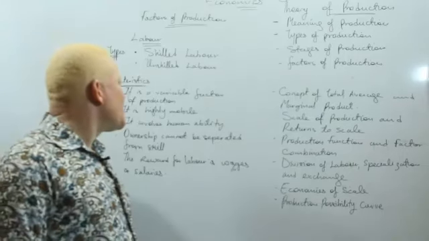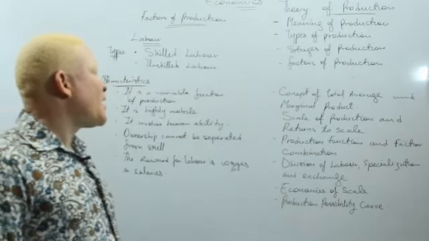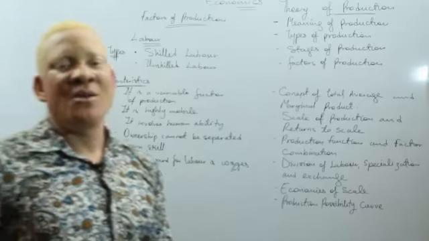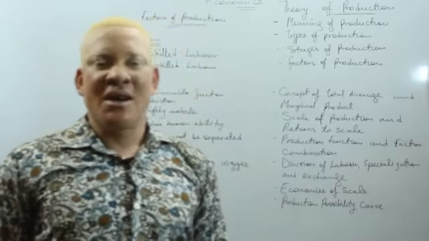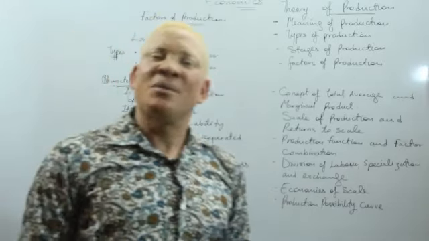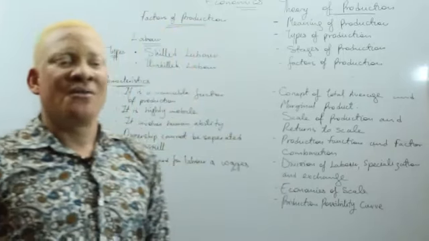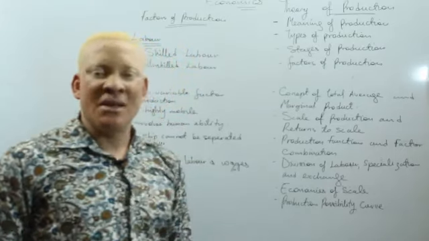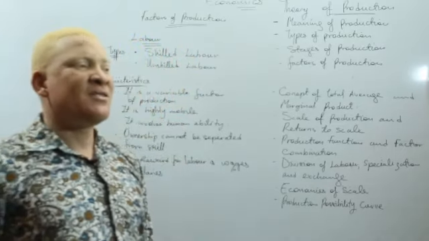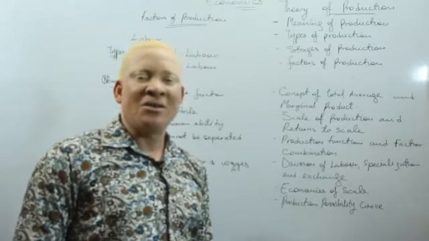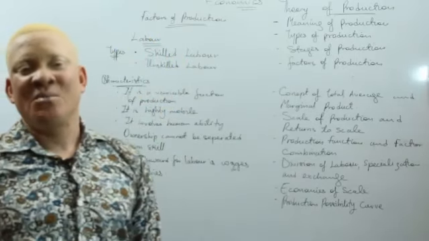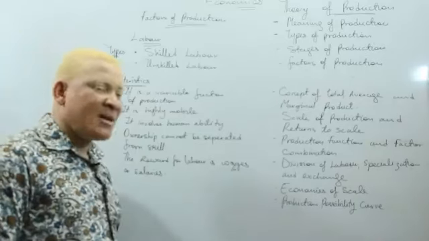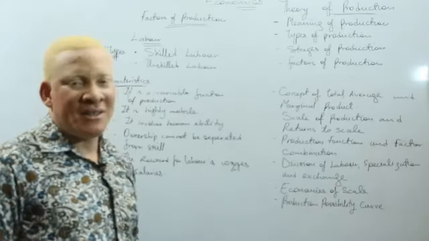Now, the next one, talking about what? That it is highly mobile, meaning that labor can move from one point or from one place to another, either from one occupation to another, or from one industry to another, or from one geographical area to another. That is what we refer to as what? Industrial, occupational, and geographical mobility of labor. So labor is highly mobile, which means it can move at any time.